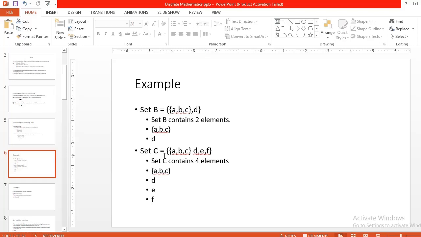Similarly, another example, there is a set C. Set C contains four elements. See here, the first element is another list described in the list, that is {A, B, C}. This is the first element of the set C, and the other three elements are D, E and F. So understood? Set B contains two elements, and set C contains 1, 2, 3, 4 elements.